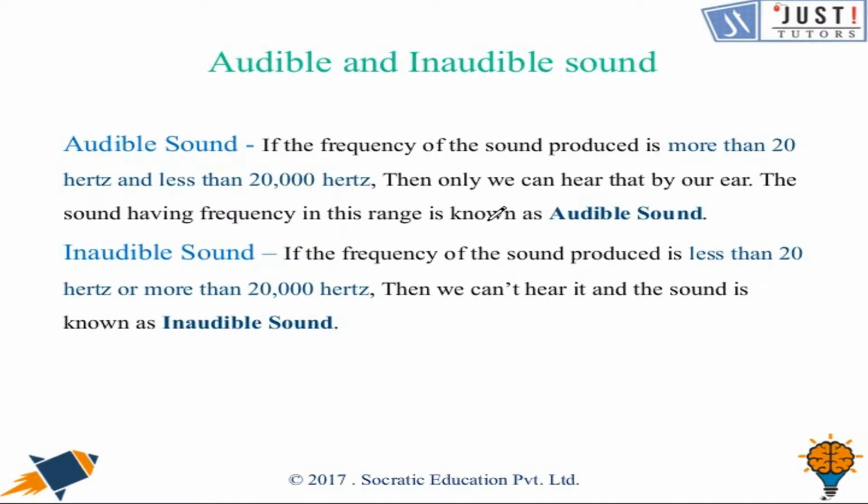Now, audible and inaudible sounds. Basically, audible means sounds which can be heard by us, and inaudible are those which cannot be heard by us. These both are differentiated on the basis of the frequency of a sound. So, if the frequency of any sound is more than 20 Hz and less than 20,000 Hz, those sounds can be heard by human ears. And if any sound has a frequency less than 20 Hz or more than 20,000 Hz, those sounds cannot be heard by human ears.